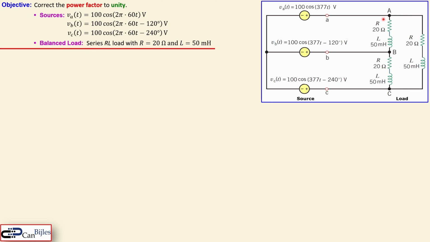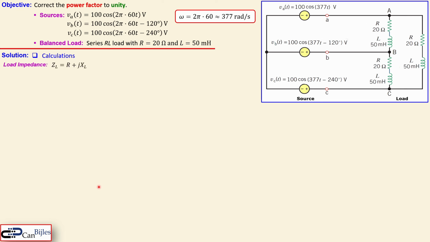In this case, it is in delta configuration, and we have a series RL load with values of 20 ohms and 50 millihenries. The frequency is given as 60 Hertz, and omega can be calculated as 2 pi times 60, which is approximately 377 radians per second. Now, how do we work it out to get the power factor equal to 1? So let's see that in our calculations.